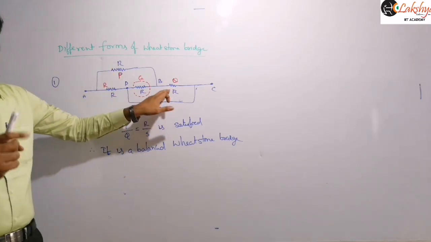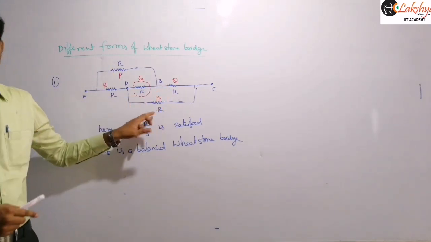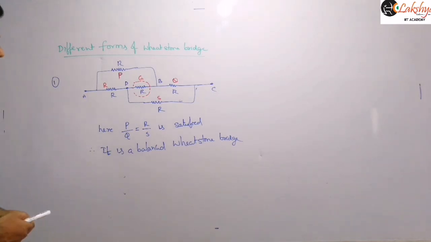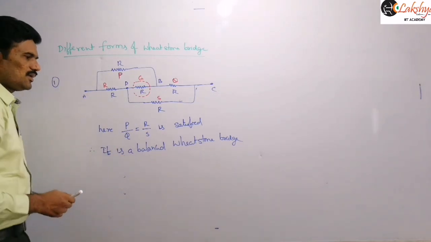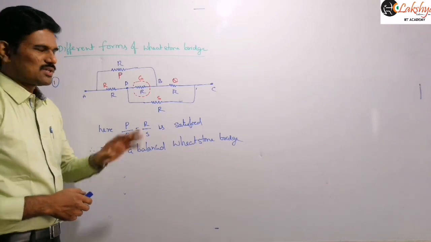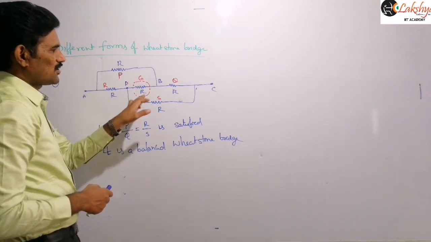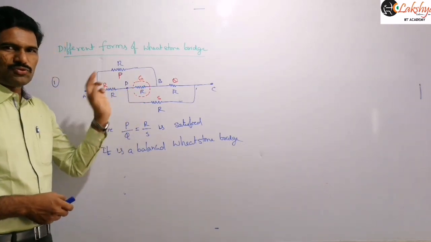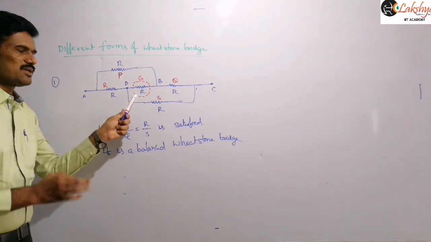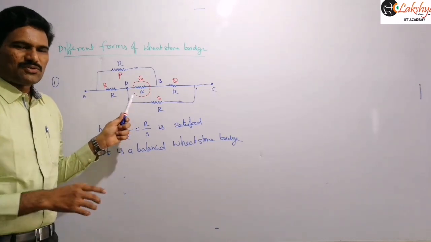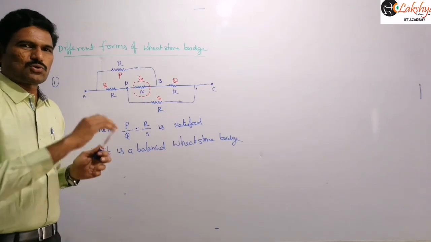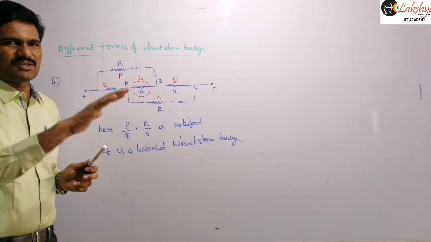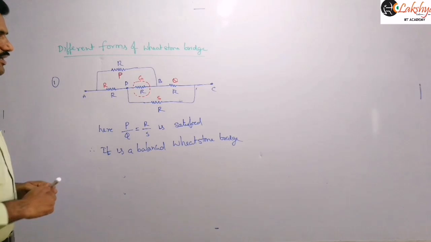So P by Q is equal to 1 you will get, and R by S is also 1 you will get. So both are equal, I am saying now. And now, if it is a balanced Wheatstone bridge, then no current flows through the galvanometer here. That means we can remove this resistance here. So this resistance will become ineffective. Ineffective in the sense that whether that resistance is present or removed, it doesn't affect the current flowing in that circuit, right?